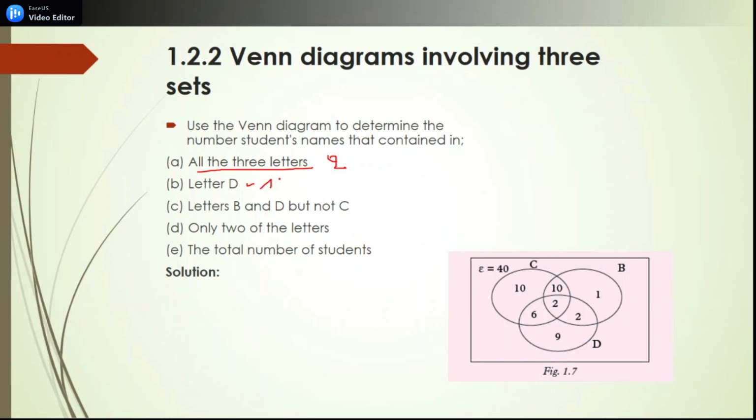You have 19 here. Letters B and D, but not in C. The students containing letters B and D is 2, but not containing C. When you consider 2 is containing C, we somehow consider 2.